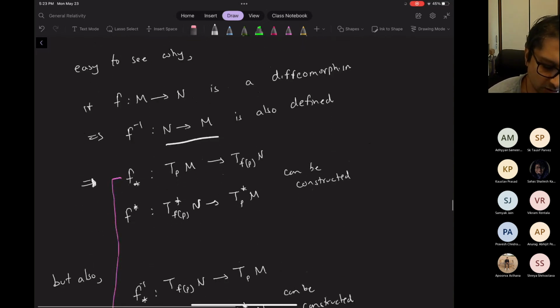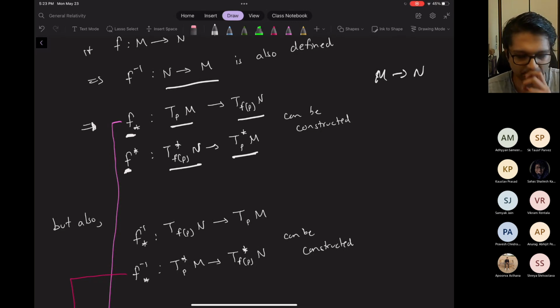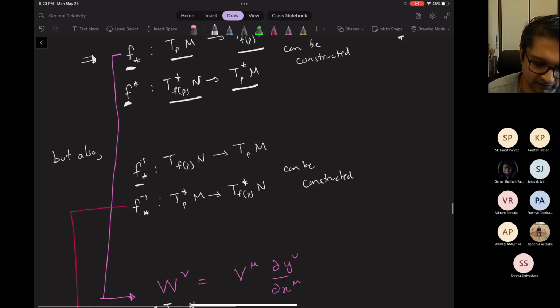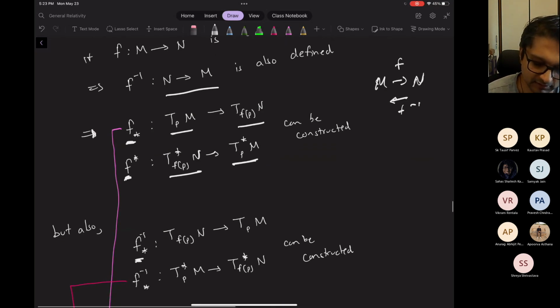So it's easy to see how you'd construct these maps. If I have a map from M to N, we've already constructed the differential map and the pullback map. The differential map takes me from TpM to T_F(p)N, and F star takes me from T star at F(p) of N to T star at p of M. But now if I have the inverse map, F inverse, I can just repeat the same arguments and construct F inverse star, where now my starting manifold is N and my ending manifold is M. So I can just replace M by N and N by M.